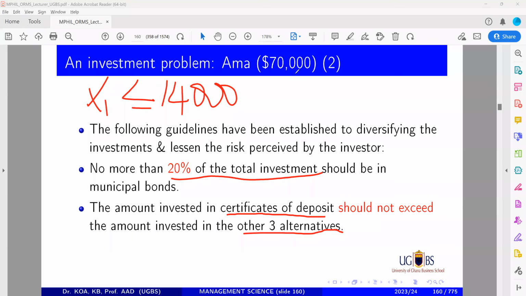The question you got to ask yourself is what symbol is should not exceed? And then the amount invested in the other three alternatives. Who can formulate this whole constraint for us? All of it. And of course, I'm going to be asking you a question. You got to explain it. Who can formulate all these constraints for us?